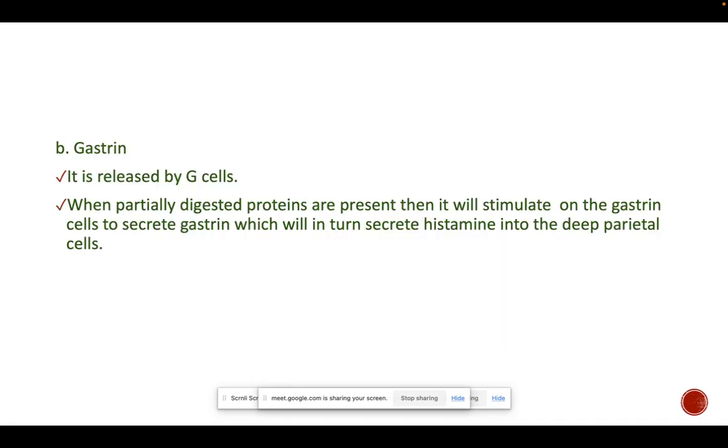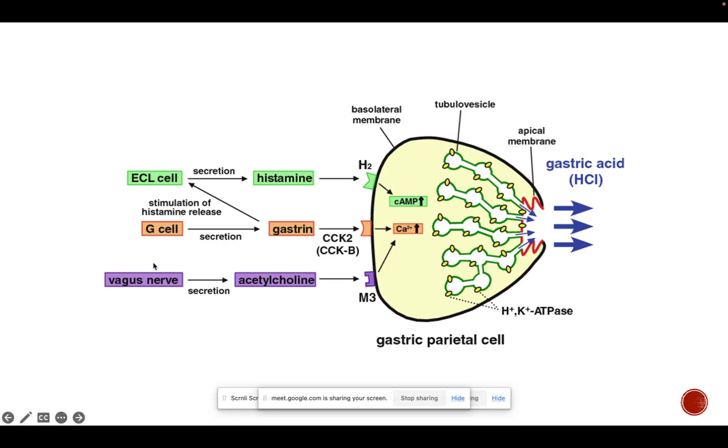Then, second is the gastrin hormone, which is released by the G cells. When partially digested proteins are present, it will stimulate the G cells, which will further produce the gastrin hormone, which will in turn secrete histamine into the deep oxyntic cells. Here, as we can see, the G cells, when stimulated by the partially digested protein, secrete gastrin, which will in turn bind with the CCK2 receptor, which will increase the calcium level in the parietal cell and will increase the gastric HCl secretion.